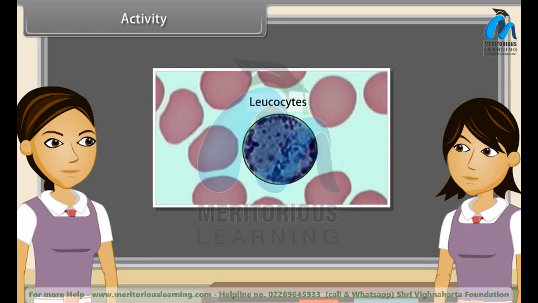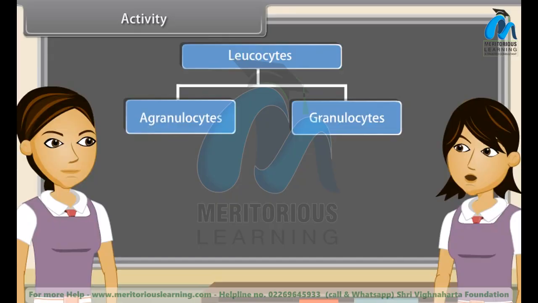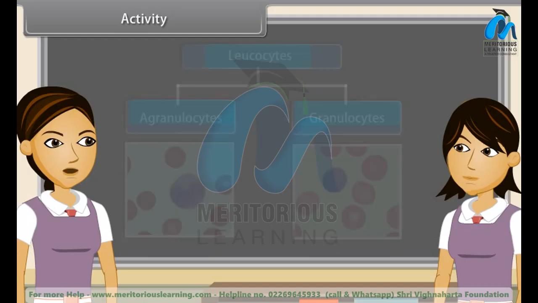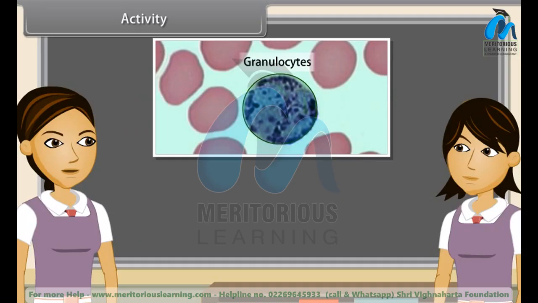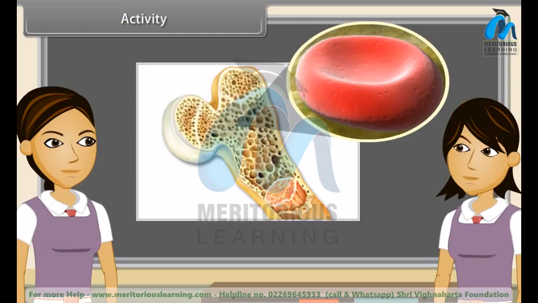Leukocytes are amoeboid, nucleated, and whitish. They are larger in size but less in number. They are of 2 types: agranulocytes, without granules and with a non-lobed nucleus, which are of 2 types, monocytes and lymphocytes; and granulocytes, containing cytoplasmic granules and a lobed nucleus. They are of 3 types: neutrophils, acidophils, and basophils. Blood platelets are minute, anucleated, fragile fragments of giant bone marrow cells called megakaryocytes.